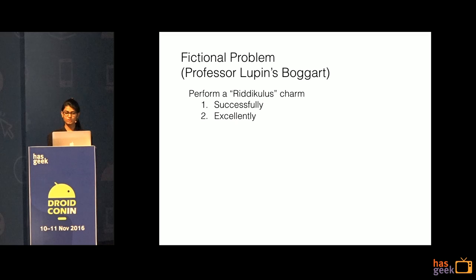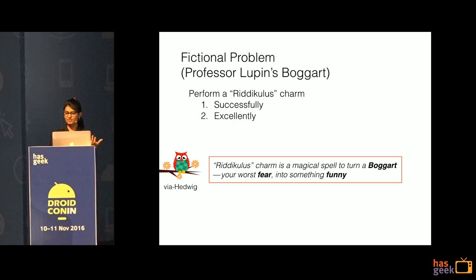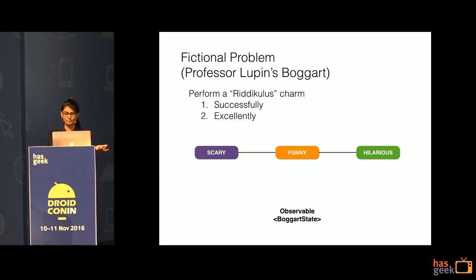What it is about is we want to perform a ridiculous charm, which is any operation. What we want to do is perform it successfully, then we want to excel at it. So what is a ridiculous charm? It is a magical spell to turn a boggart, which is your worst fear, into something funny. The boggart, the fictional or magical object, has 3 states: scary, funny, and hilarious. So we are emitting these boggart states.